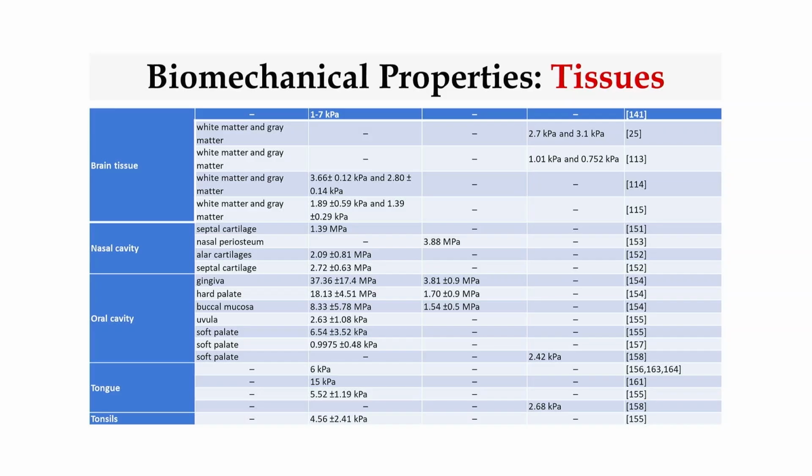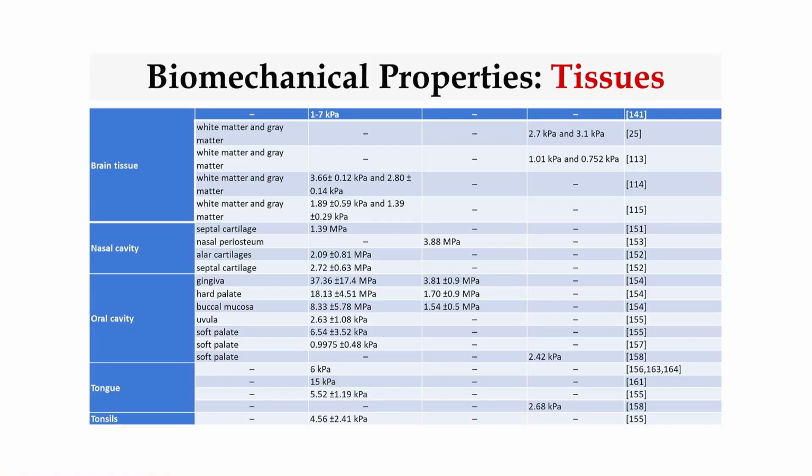Similar, not very similar, but another set of properties have been reported by another research group. You can see the difference in the properties. The first one is 3.66 plus minus 0.12. The second one is 1.89 plus minus 0.59. Quite a bit of difference, right? So this is because of the difference in the specimen collection, the machine, and so many other factors.